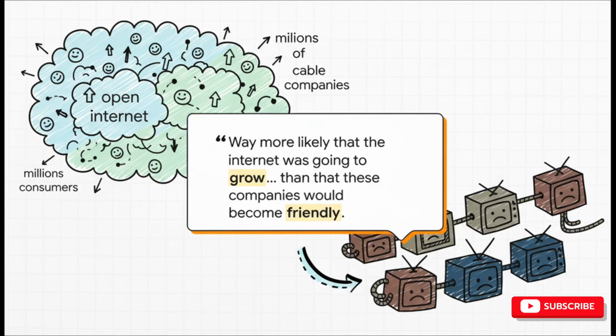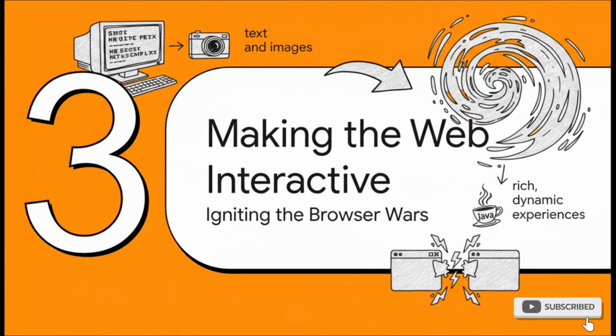They pivoted hard. You have to remember, in the early 90s, the web was static. It was just text and images. Kind of boring, right? There was no way to create these rich, dynamic experiences that we just take for granted today. Well, Java was about to change all of that and become a key weapon in the battle for the future of the web, the infamous browser wars.